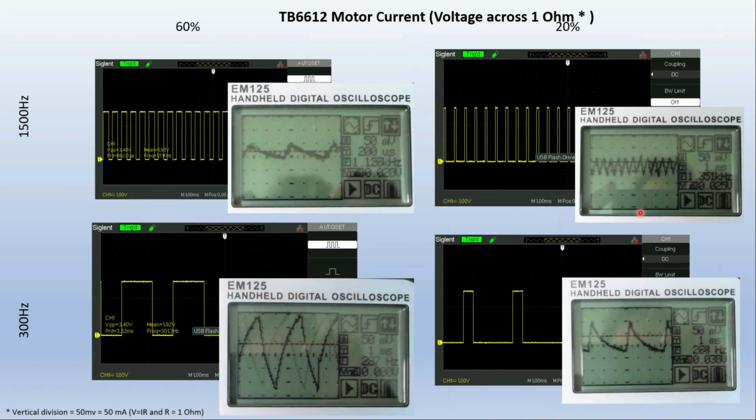And then finally, just having a look at the current delivered to the motor. In this case, there's probably not much we can read from this handheld oscilloscope. It's a bit too rough to see anything other than the waveforms that are seen at the motor.